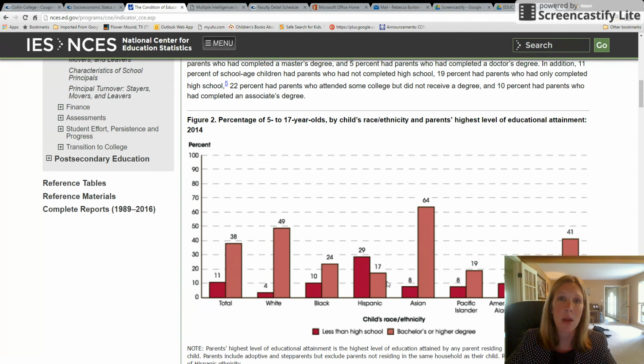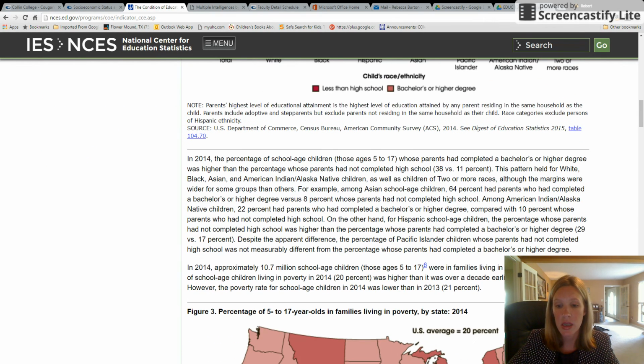And again, why does that matter? Just because we do see a correlation between the education level of parents and the subsequent achievement. And a lot of that has to do with how often parents are talking to their children, what type of vocabulary they're using, and how often they're reading to their children. So that does make a difference, as we're seeing a smaller percentage of Hispanic and Black families with bachelor's degrees versus the white and the Asian families.